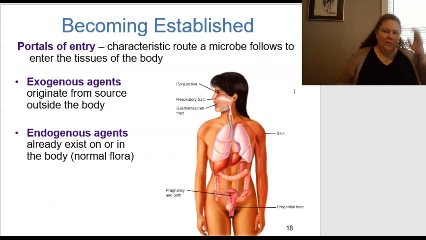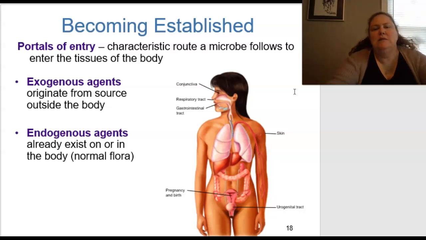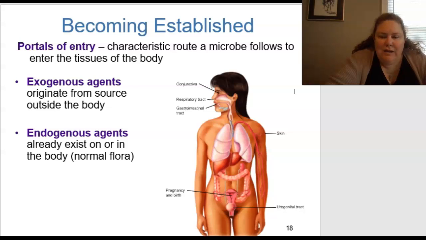So, how do things become established? Well, we have a couple different portals of entry, and these are a characteristic route that a microbe will follow to enter the tissues of the body. We have exogenous agents, and these originate from a source outside of the body. And then we have endogenous agents, and these are the ones that are already existing on or in the body. These are our normal flora. But again, they can get out of hand.